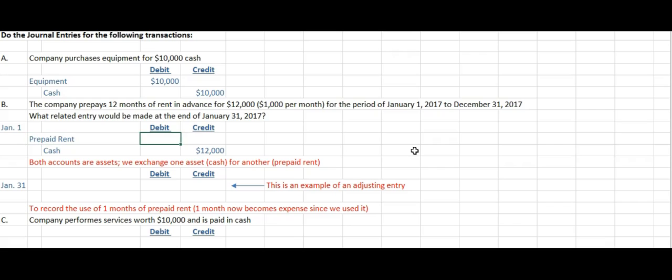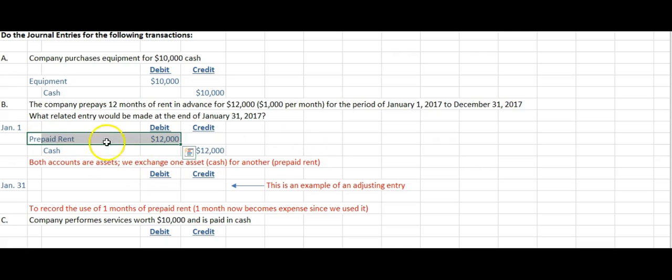Just like if you have a prepaid phone card, you haven't lost value. That has value, right? So the fact that you can use rent for 12 months, that has value. So you exchange one asset, cash, for another asset, prepaid rent, okay? Now, once you use a portion of this asset, prepaid rent, you must recognize the expense, right? Because you've used a portion of it, and so you must recognize it as an expense, right?